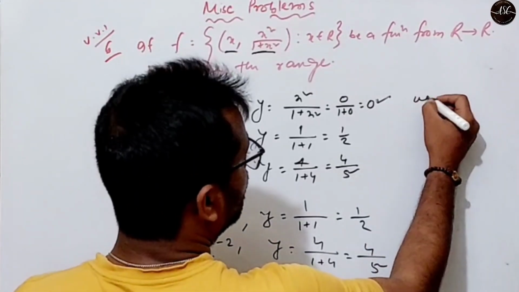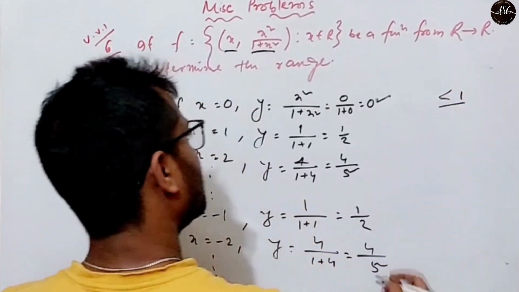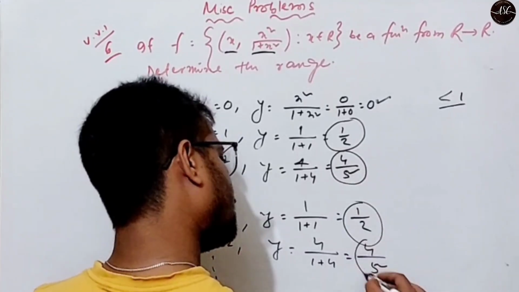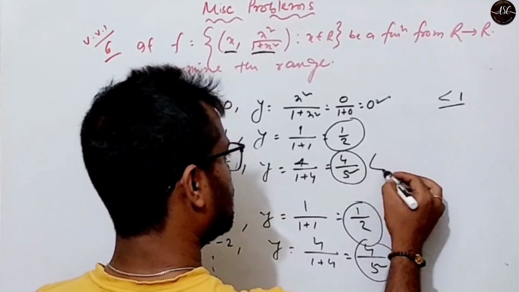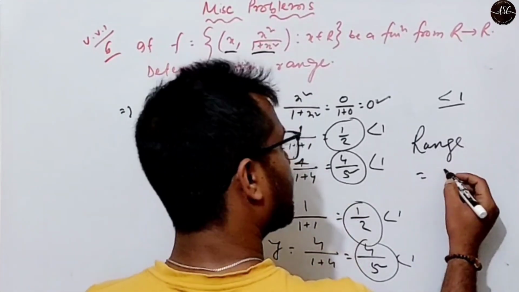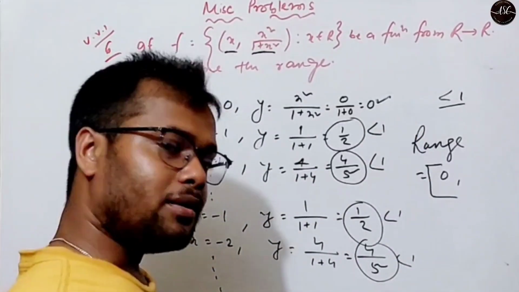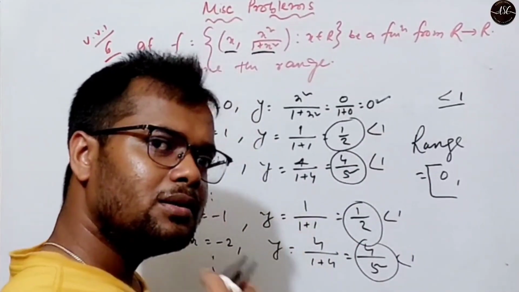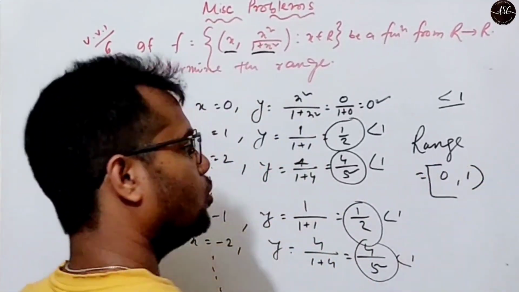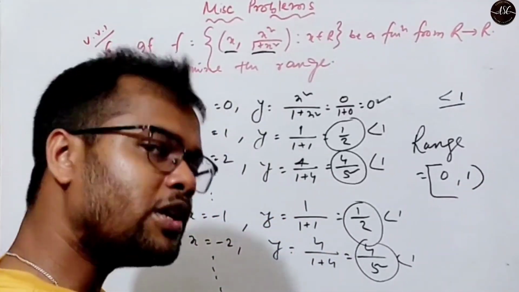So from 0 to less than 1. That means all of these are fractions or rational numbers, and this should be less than 1. So we can write the range as within third bracket 0, comma, up to 1. There are so many elements. Up to 1 means within this set 1 is not present, so 1 can be written with a closing first bracket.